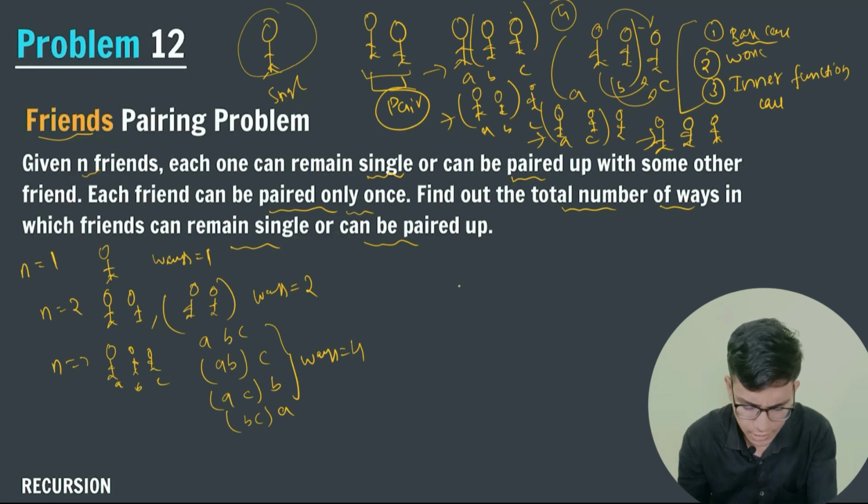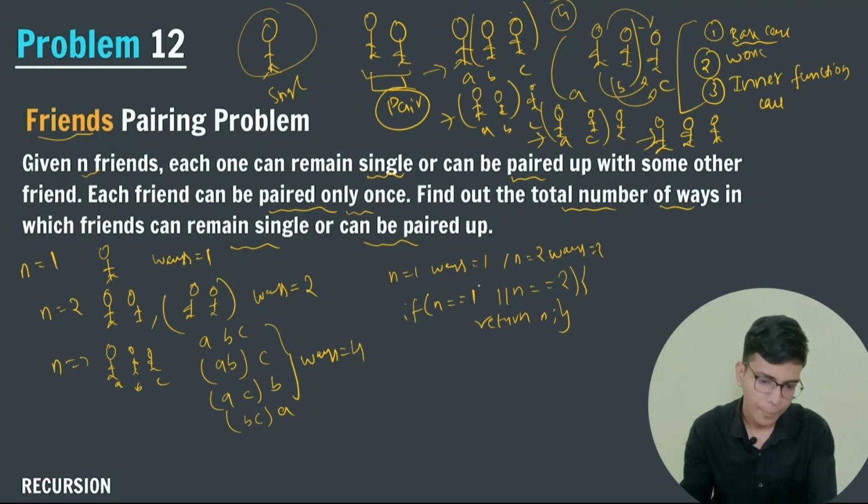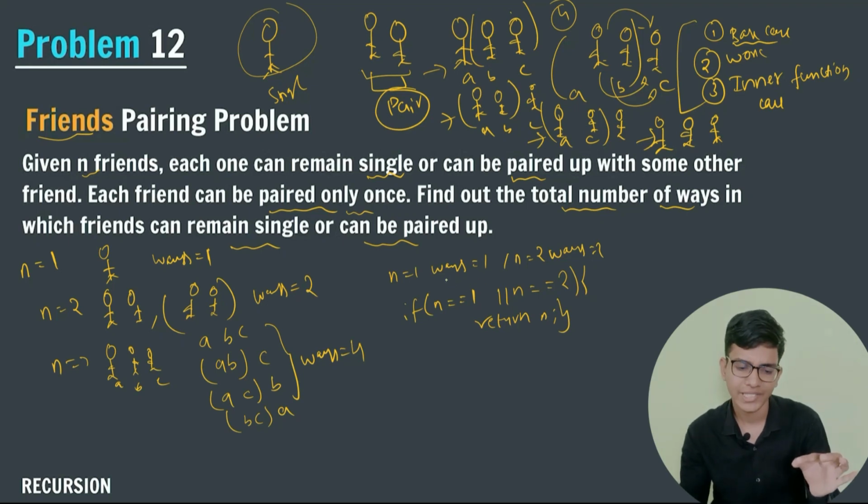So the base case here is when n is equal to 1, number of ways is equal to 1. When n is equal to 2, number of ways is equal to 2. So when n is equal to 1 or n is equal to 2, then return n as the number of ways that can be possible, right? Okay, so I have found my base case, right? By just taking small assumptions or a small sample size, I am able to find my base case.